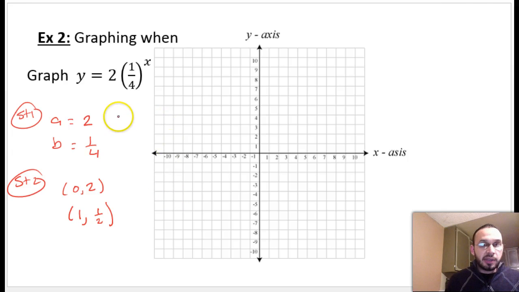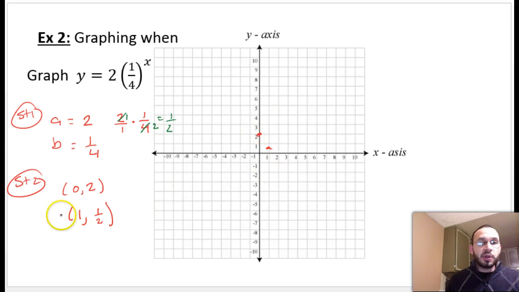If you guys can't see that, we can always write it out. 2 over 1 times 1 over 4. We know that 2 divides into both of these evenly. This is a 1 and this is a 2. When we multiply across, we just get 1/2. And that's where this comes from. So let's go ahead and plot those two points. Here we have (0, 2). And then we have (1, 1/2). So it's about there.